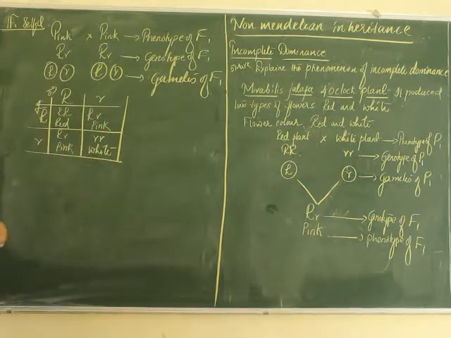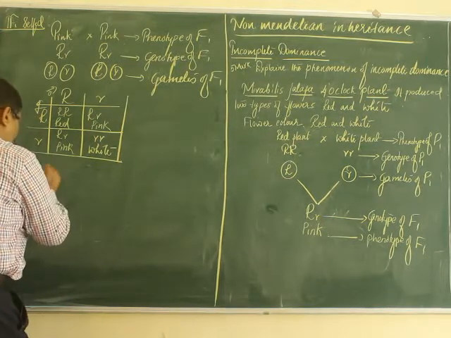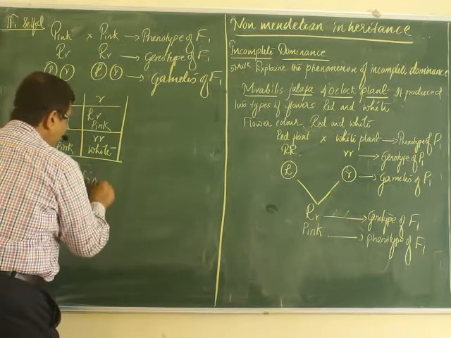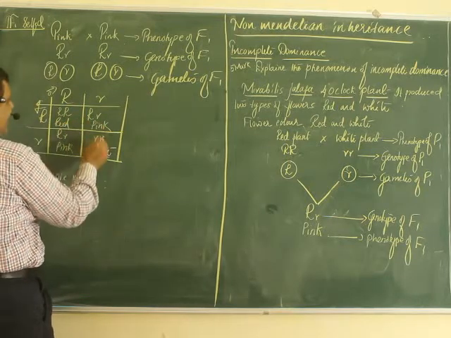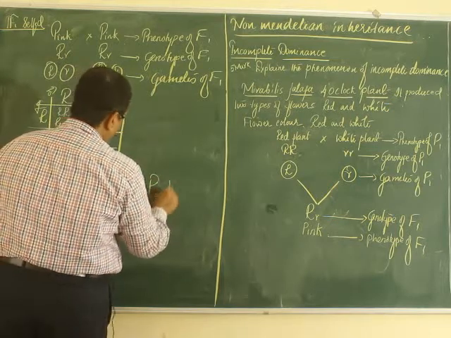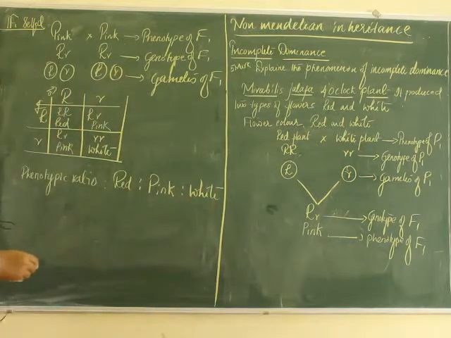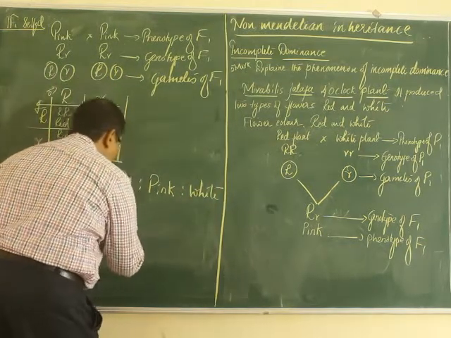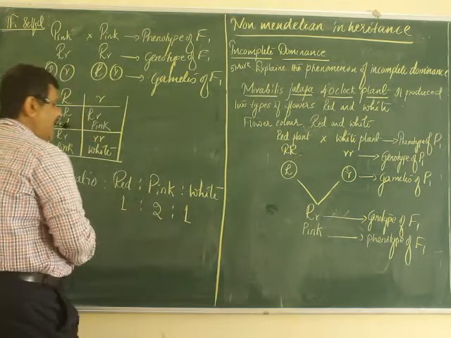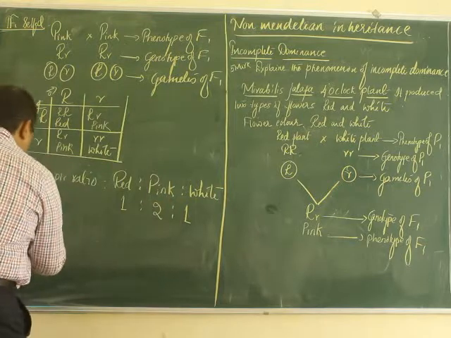So what is the phenotypic ratio? How many phenotypes? Red, pink and white. 3 phenotypes. How many red plants? 1. How many pink plants? 2. How many white flowering plants? 1. So the ratio is 1:2:1.